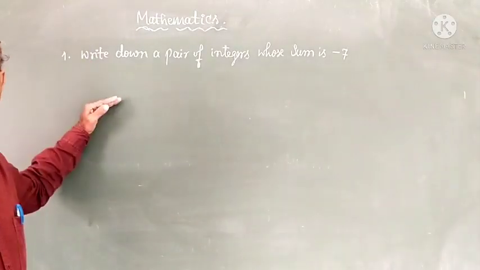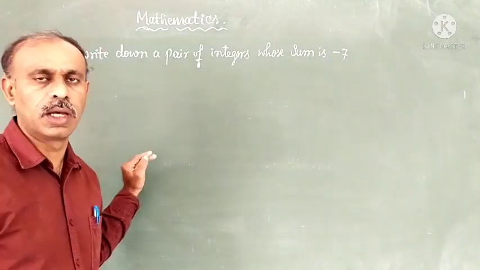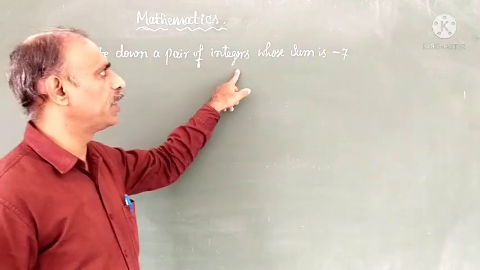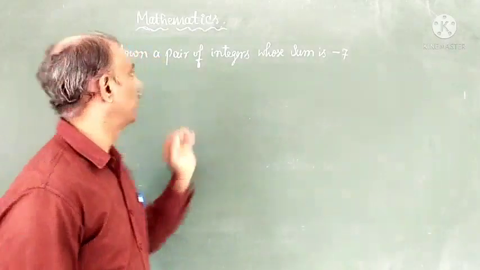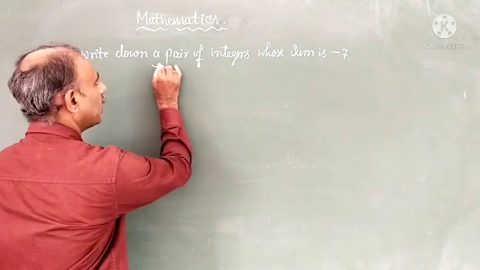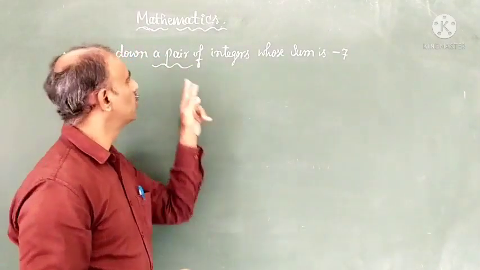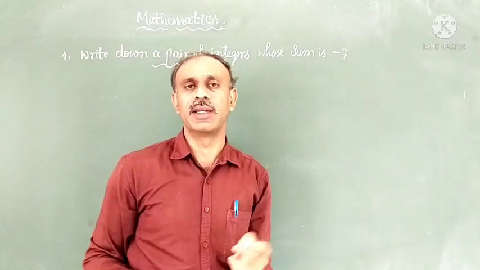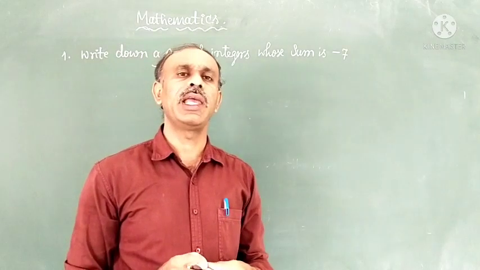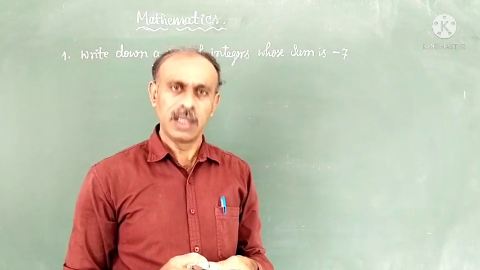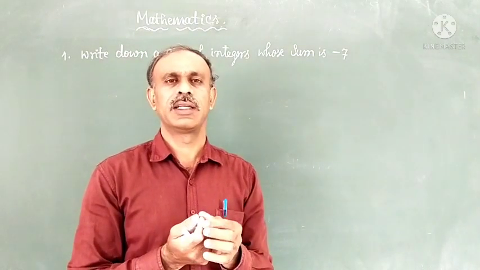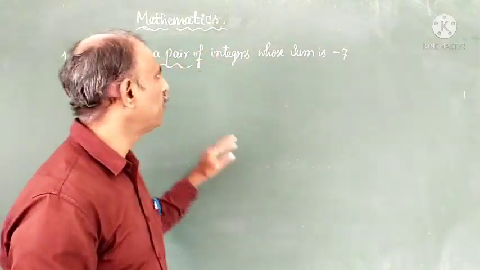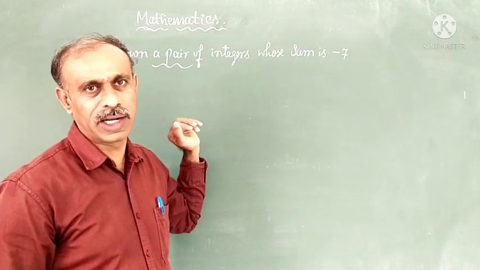So next we pass on to questions to solve, to simplify. Write down a pair of integers whose sum is -7. We need to write a pair. Pair means 2, right? 2 integers we have to write, whose sum is -7. How many pairs can we get? So many pairs we can get. Among them, at least 1 or 2 we can write, right?